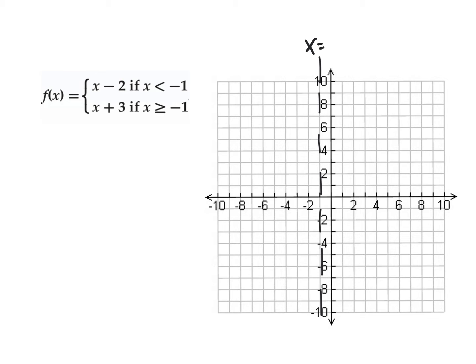What is the x value for every point on that line? Right? Negative 1, 0. Negative 1, 1. Negative 1, 2. Negative 1, 3. Negative 1, negative 4. So the x value is negative 1 for every point on that line. Anytime you have a vertical line, it's always x equals some number.